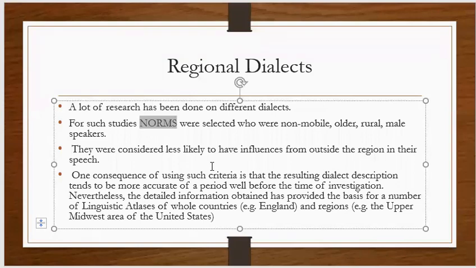Their language would then be analyzed to find out whether they are using a particular dialect or not, or what the features of that dialect are, right? The pronunciation which these NORMs use would become the standard pronunciation of that dialect. The vocabulary choice which these NORMs use would be the vocabulary choice of that particular dialect. Similarly, the grammatical features used by these NORMs would be the grammar of that dialect. They were considered less likely to have influences from outside the region in their speech. As they are non-mobile, rural, and either less educated or illiterate, the influence from other languages would be less.